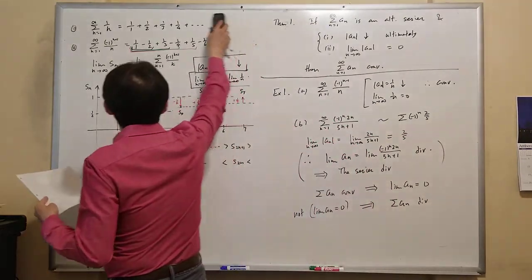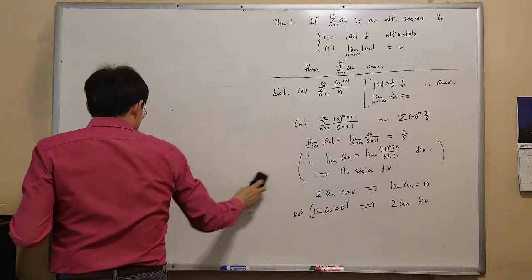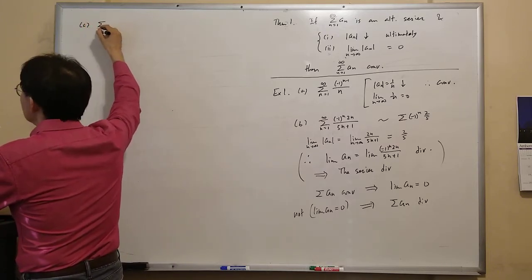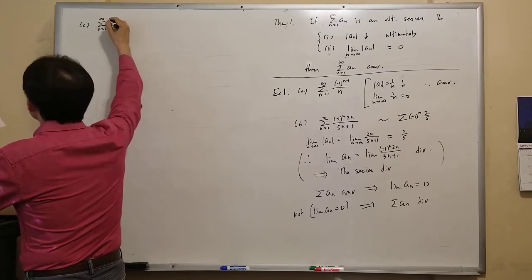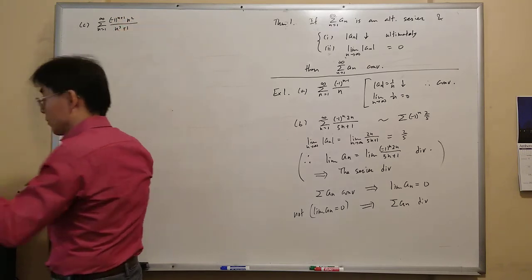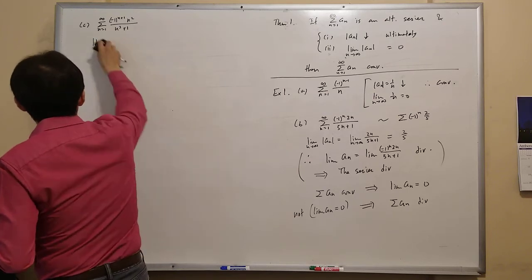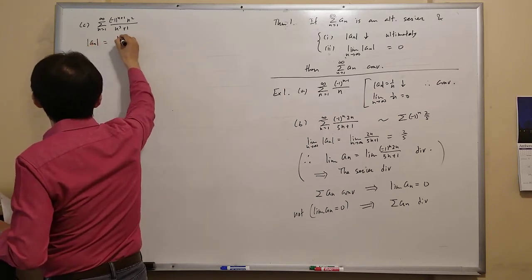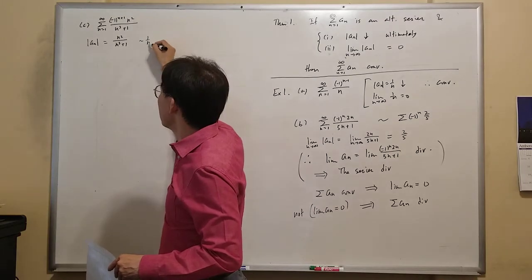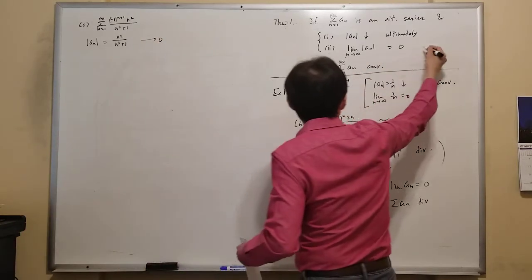Now, C, what is C? C is, okay, this one. So bn, the absolute value of an, is n squared over n to the third, this is almost 1 over n, isn't it? So we know that this one approaches 0. So satisfying this one.